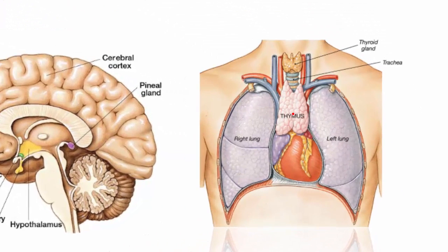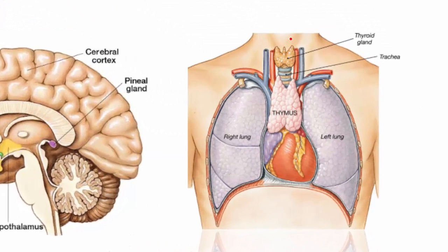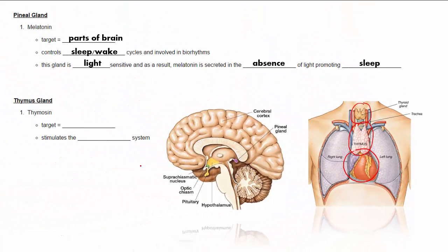The thymus gland is located close to the thyroid. Here's the thyroid up in the neck. And the thymus gland is sort of midway between the thyroid and the heart, lying just above the heart. So we've got these three structures in a row. All right, the thymus gland releases a hormone called thymosin, and the target of thymosin are immune cells. So it stimulates the immune system. So thymosin, a hormone from the thymus, affects the immune system so that you can fight infection.